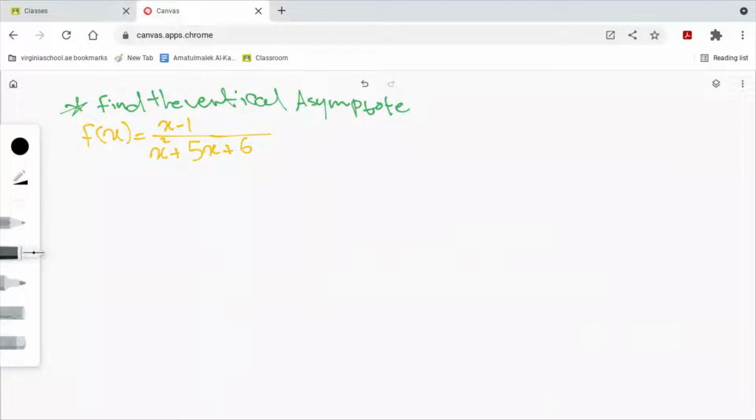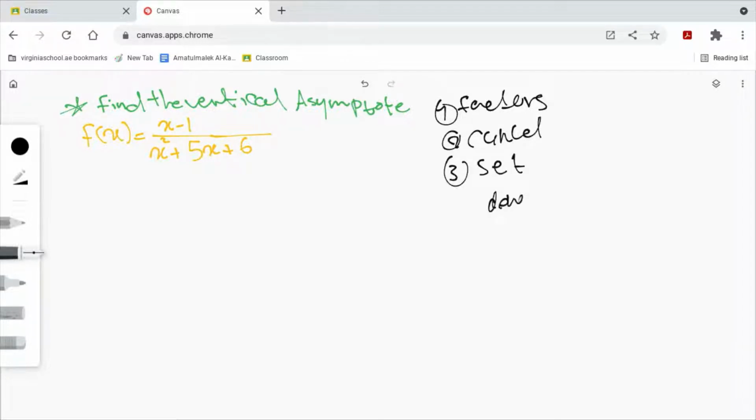So how do you find it? Well, if you have a rational function, you can always use the same three steps to find the vertical asymptotes: factor, cancel, and set. To find the vertical asymptote of a rational function, the first step is to factor the top and the bottom. The second is to cancel any common factors from the top and the bottom to simplify. And the last step is to take the denominator and set it equal to 0 to find the vertical asymptote.